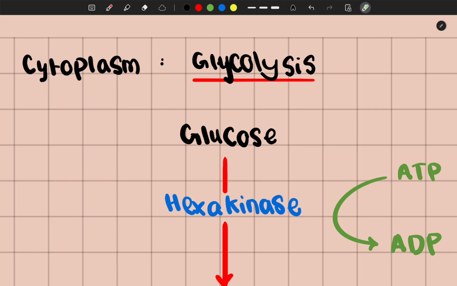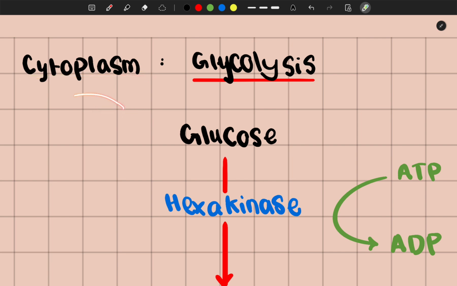Hi there. Today we'll be learning about glycolysis and its intermediate steps. So let's first go through what glycolysis actually is. In simple terms, it is the first step of respiration in any living organism and it occurs in the cytoplasm. When you think about respiration, you would think that it occurs in the mitochondria as it breaks down oxygen, but the first step takes place in the cytoplasm.